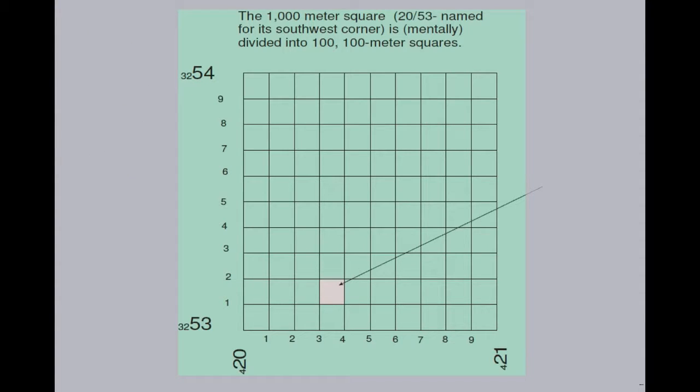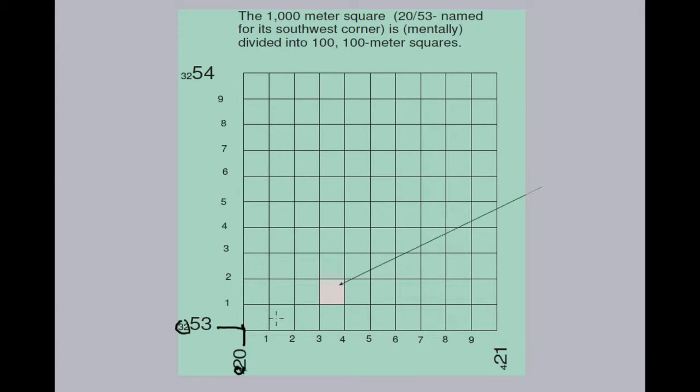So to do that, let's zero in on a 1 kilometer square, otherwise known as a 1,000 meter square. And this square is identified once again by its southwest corner, which is 20 by 53. Remember, we just leave off the 32 and we just leave off the 4, those numbers that identify the 100,000 meter square. Right now we're just concerned with this 1,000 meter square, which is identified as 20 by 53. So when you say that your coordinates are 20 by 53, once again you're saying we're somewhere in this 1 kilometer square.